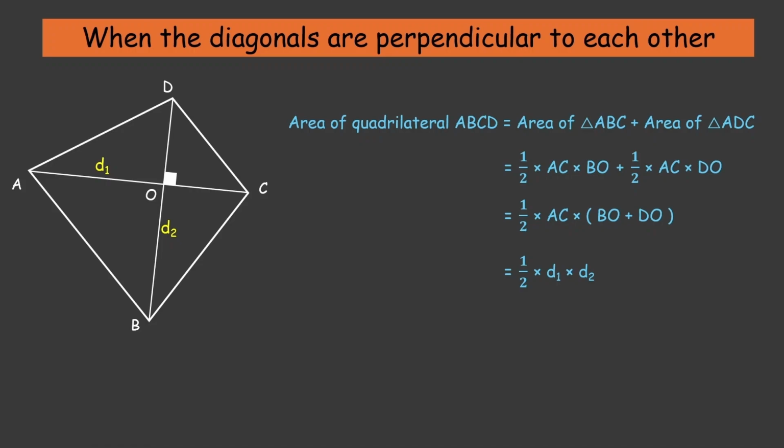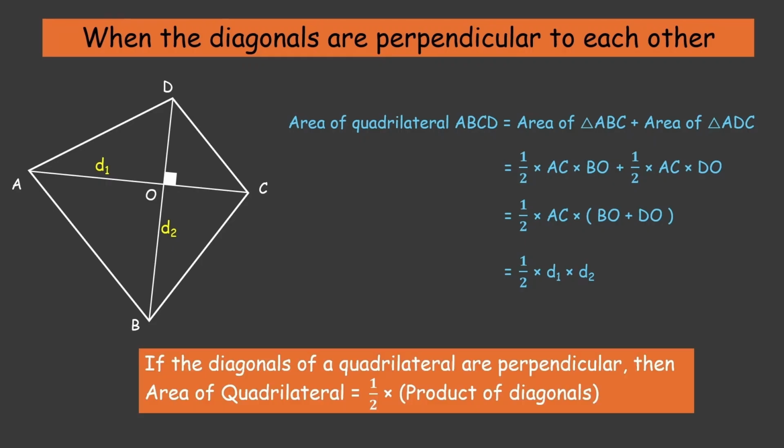So what do we see? Whenever we know the diagonals of a quadrilateral and it is given that the diagonals are perpendicular, then the area of that quadrilateral is given by half into the product of the diagonals.